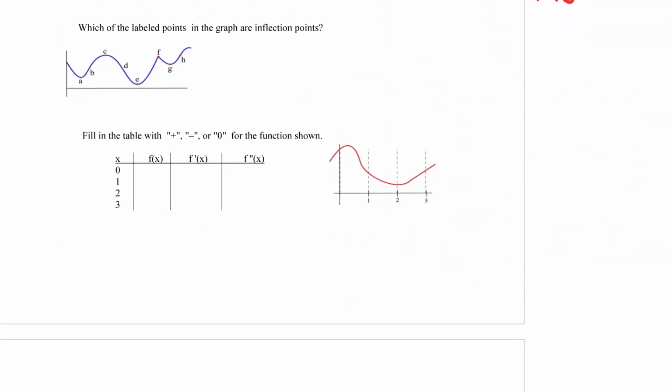Next part, it says, which of the labeled points in the graph are inflection points? Remember, your inflection points are where your concavity is changing. And so I'm going to say, okay, just look at our concavity here. This is concave up. This is concave up. Concave up. This is concave down and concave down. So where are my concavities changing? That would be at B, D, and H. Don't let that fool you. And so what are the labeled points? It would be B, D, and H.